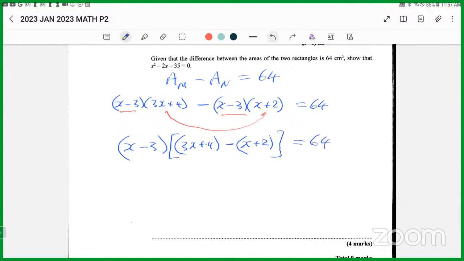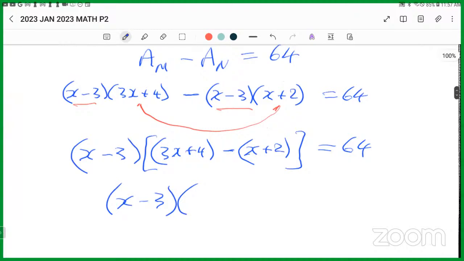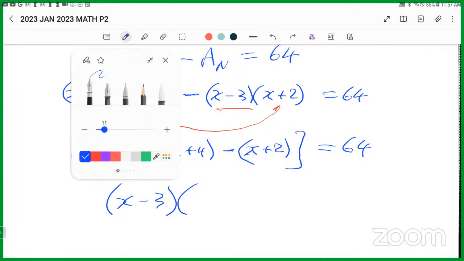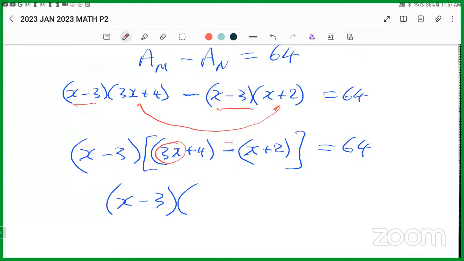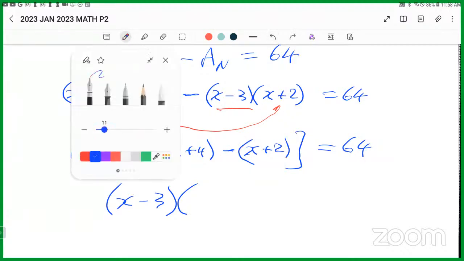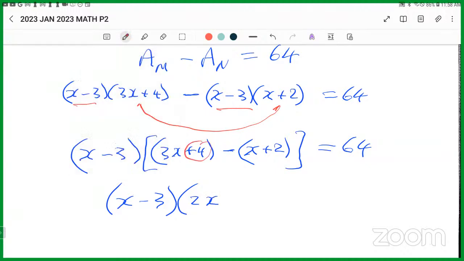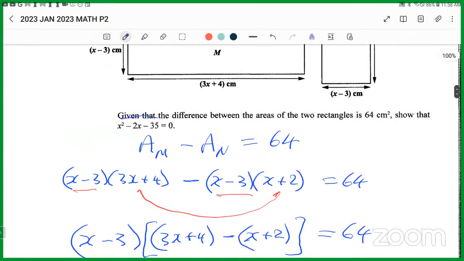I'm going to consolidate in here, so watch this now. x minus 3 bracket. Inside there, watch it carefully: 3x minus x is 2x. I'm going to have 2x here. And in terms of the whole numbers, 4 minus 2 is 2, so I'm going to have plus 2. That is still equal to 64. Remember, we're working towards this equation.